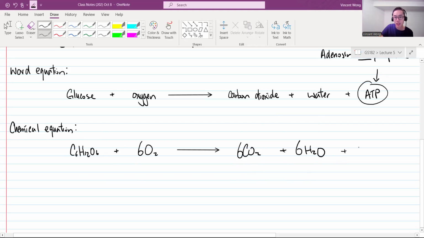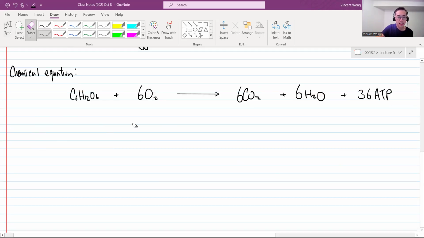And in the process, we're going to create 36 ATP. Okay, so ATP is not really part of the equation. It's just there to capture the energy that's being released from this reaction. So leave some space, maybe 3 or 4 or 5 lines here, and we're going to write a little bit more here first, and then I'm going to add some stuff here. Okay, so leave some space.